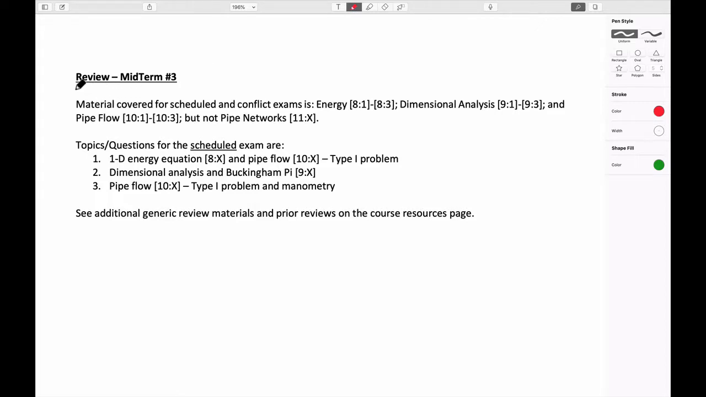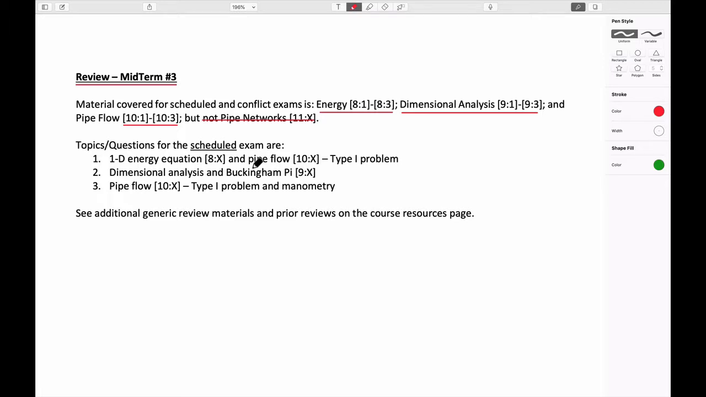Okay, this is the review session for the third midterm. The material covered is from chapter or week 8 on the energy equation, dimensional analysis, which we did in week 9, and then pipe flow, which we covered in weeks 10 and 11, but 11 was pipe networks, and so this is not a pipe network in this particular case.